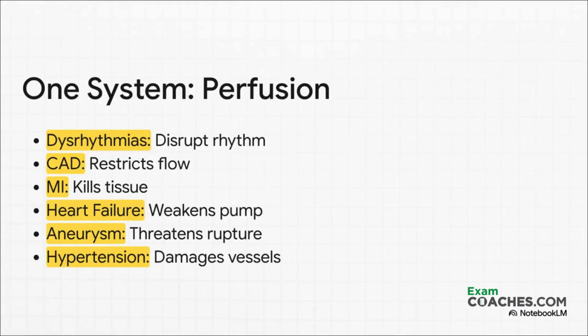And here's that aha moment. See how it works? Dysrhythmias mess up the timing for perfusion. Coronary artery disease is literally a blockage that restricts perfusion. An MI is what happens when perfusion is cut off completely. Heart failure? The pump is just too weak to perfuse properly. It's not 6 different topics. It's one system with one focus.